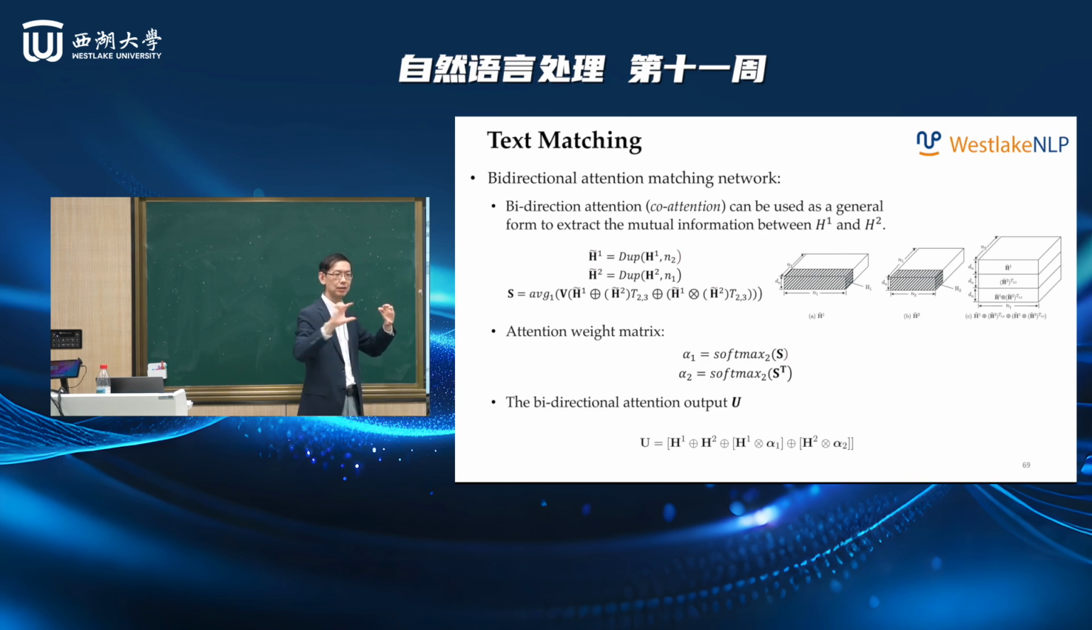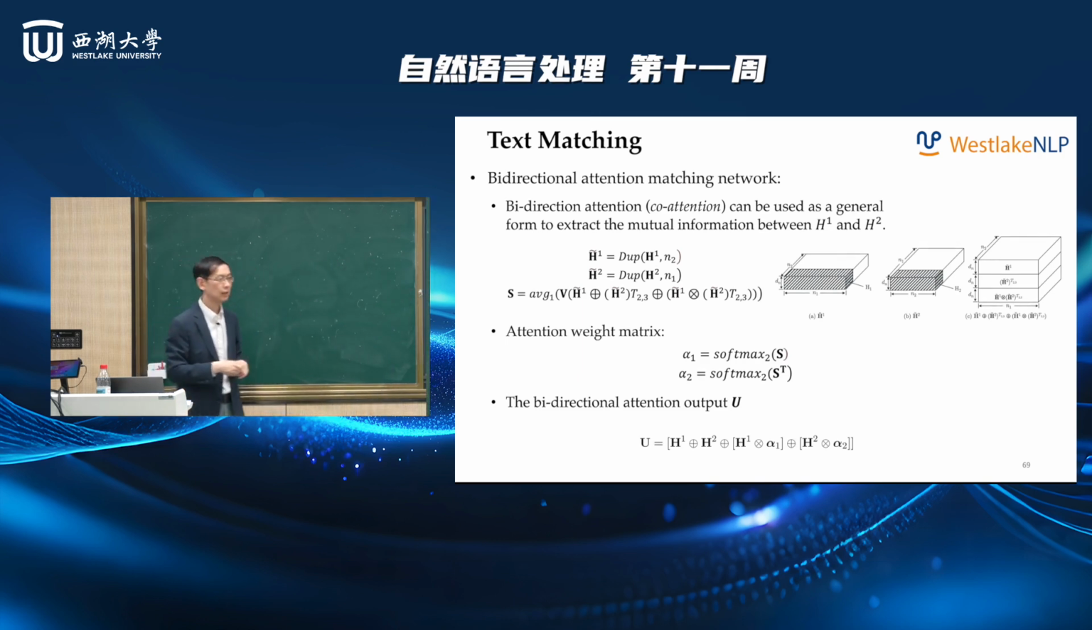So I duplicate this matrix the number of words in W2 times, so it becomes a tensor of dh times n2 times n1. If you look at the tensor top down, it's an n2 by n1 matrix, which is a scoring matrix. Every element in the matrix has interaction between the ith word in W1 and the jth word in W2.